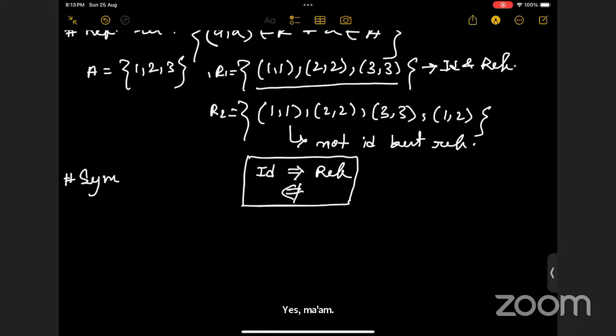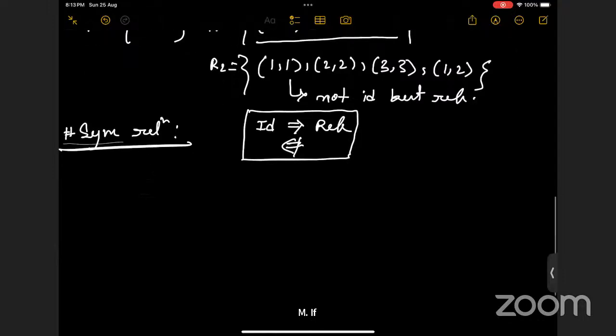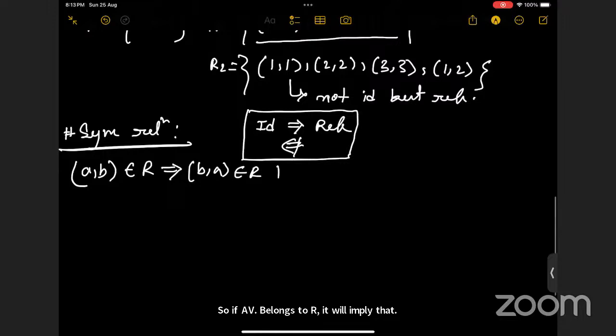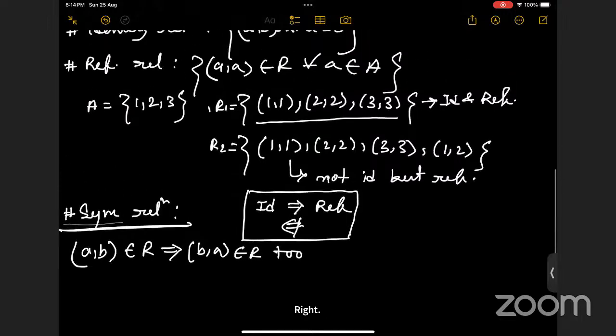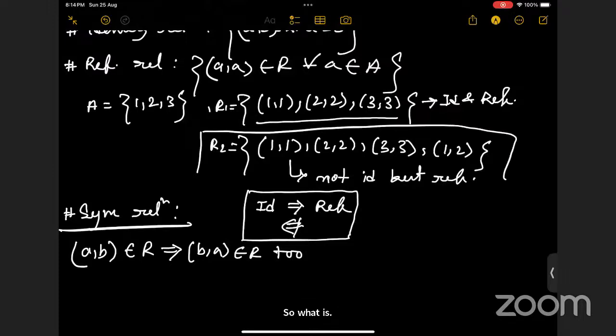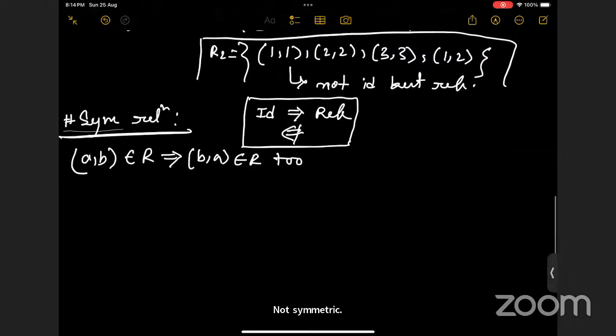So now let's come to symmetric relation. What was the definition for symmetric relation? Ma'am, if (A, B) is there, then (B, A) should be there. Very good. So if (A, B) belongs to R, it will imply that (B, A) belongs to R. That was the definition for symmetric relation. So can we make any comment about R2, whether it is symmetric or not? Not symmetric, because (2, 1) is not in R2, right? Yes, ma'am.